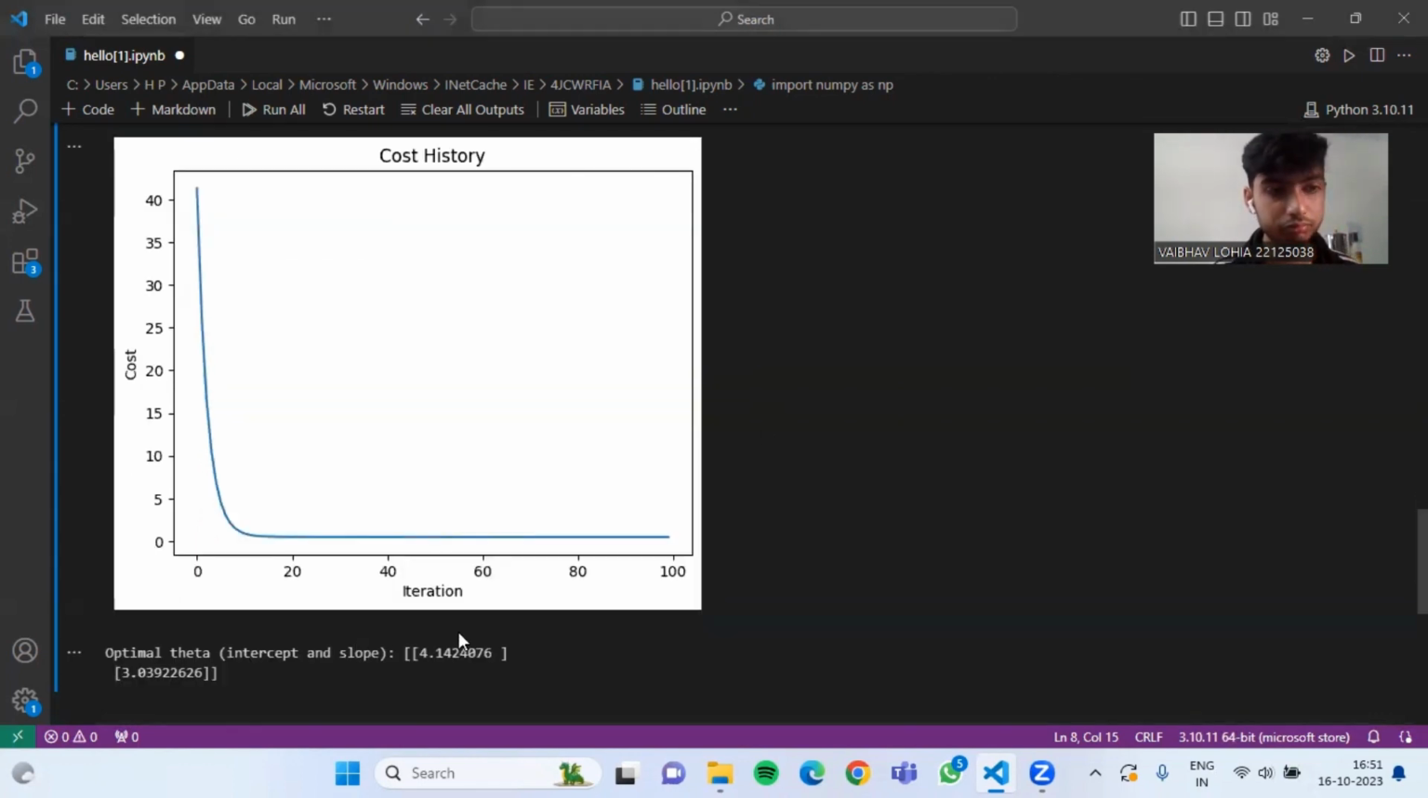Also, we get the optimal intercept and slope, which are 4.14 and 3.309.